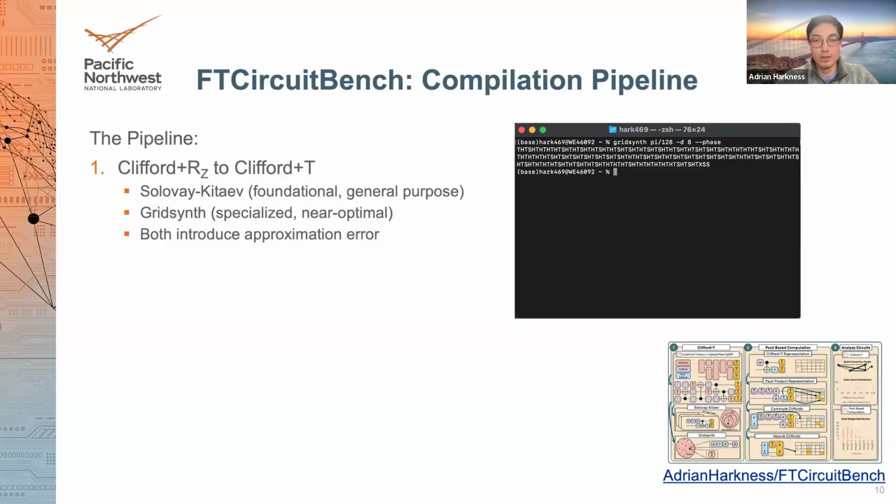And when I say near optimal, I mean this kind of in two senses. One, it runs faster, and two, it finds shorter T depth sequences representing our RZ gates. So both introduce some approximation error, but the Solovay-Kitaev algorithm is parameterized by basically the levels of recursion that you're going to use, and the gridsynth algorithm is parameterized by some epsilon precision that you want your gate sequence to be within.